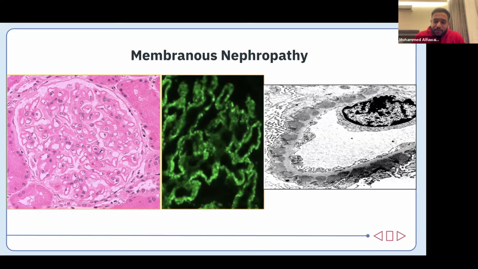So this is the endothelium. This is the basal membrane. This is the epithelium. You can see that there are spikes and dome. Spikes and dome. Okay? This is subepithelial deposits. Okay? And you can see obviously some granular pattern that's occurring here. Okay, this is membranous nephropathy.